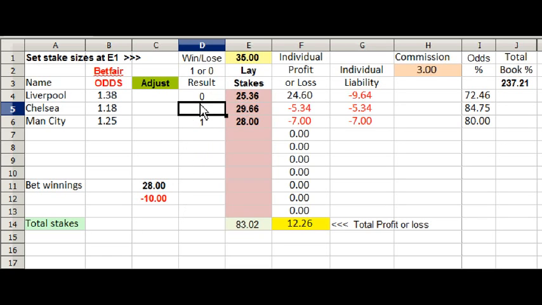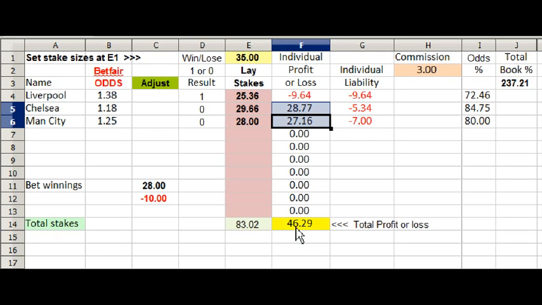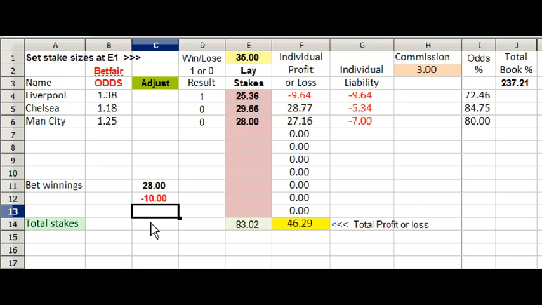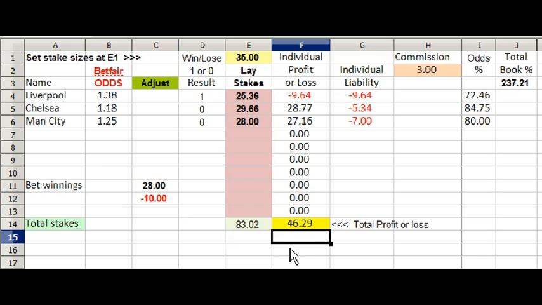Now later on, Liverpool scored and eventually won quite easily, but the other two teams, their opposition scored against them, and they finished up losing. So my eventual profit, I had two successful lays, and I finished up with £46 in Betdaq, and I lost my £10 with my bookie, of course. So overall I made £36.29 on this trade.